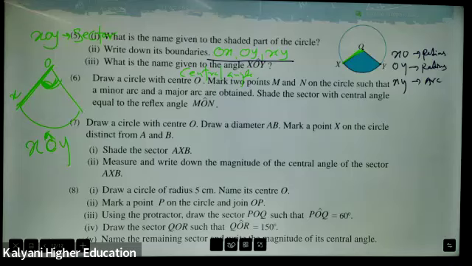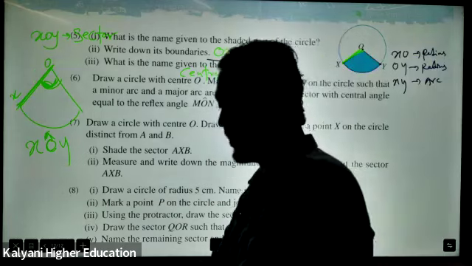Understood? Next question. Draw a circle with the center O. Mark 2 points M and N on the circle such that the minor arc and major arc are obtained. Shade the sector with central angle equal to the reflex angle MON. Okay, fine. Now what should we do?